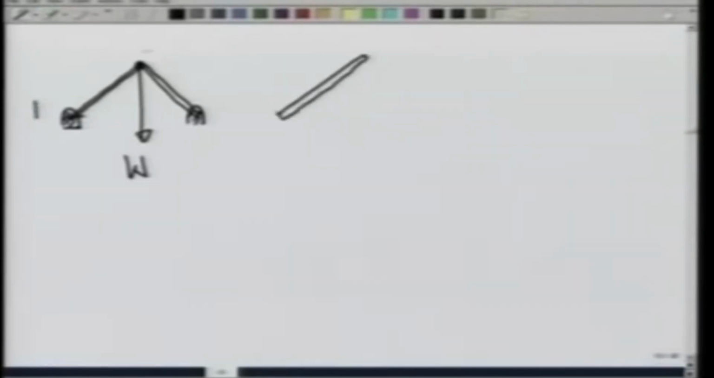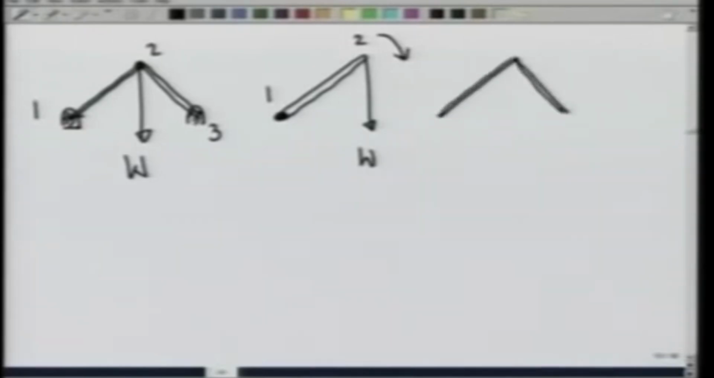let me call this 1, 2, 3, start with rod 1, 2, put it on a pin joint here and load it. The rod will tend to rotate like this. To stop that, what I do is I put another rod here, so that this is an isosceles triangle, and make a fixed joint on the other side also, and then the load is here.